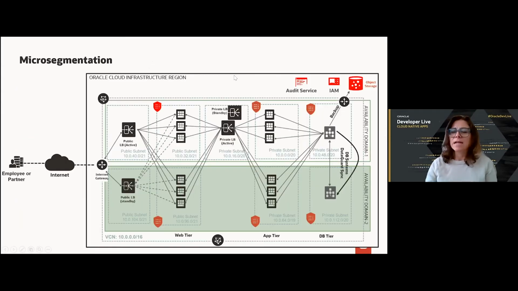Now, another application of the network security controls is called microsegmentation. In addition to security lists, what you're seeing here is an OCI construct called network security groups. This is really important for developers because not all of your workload types have the same security profiles.